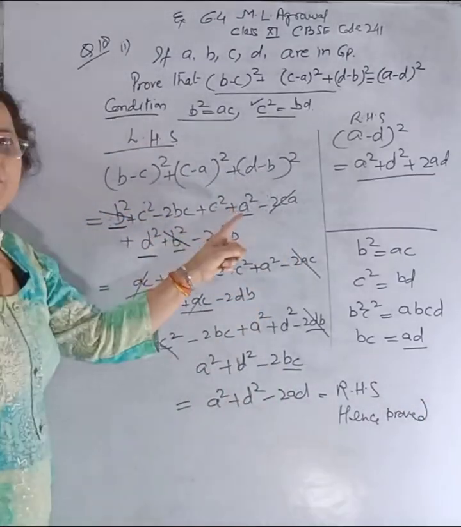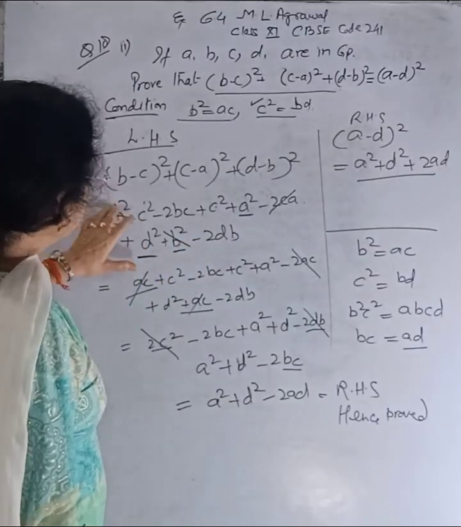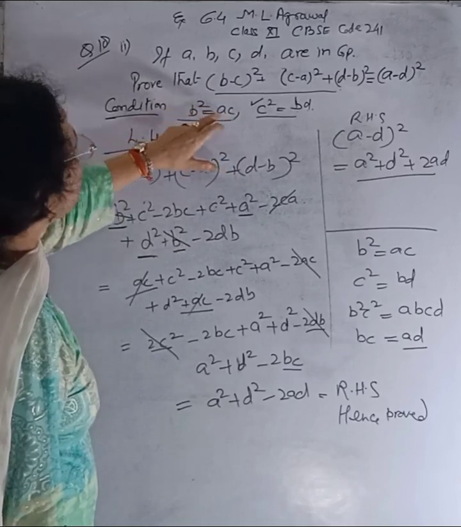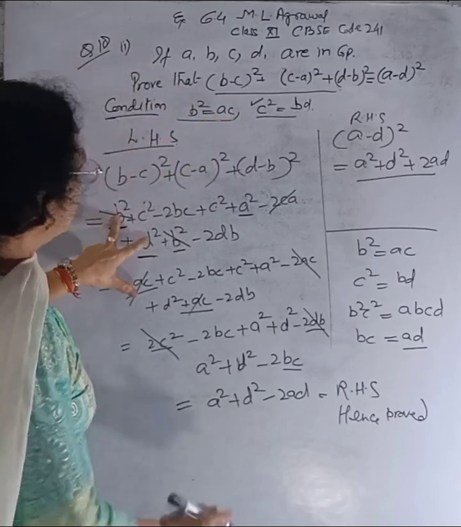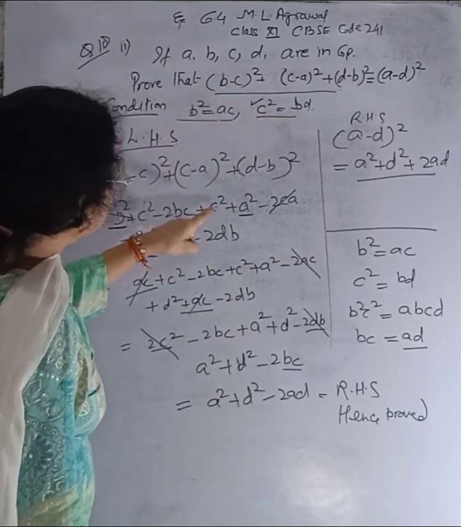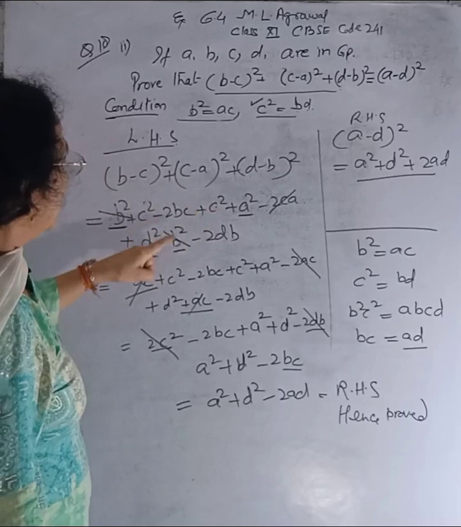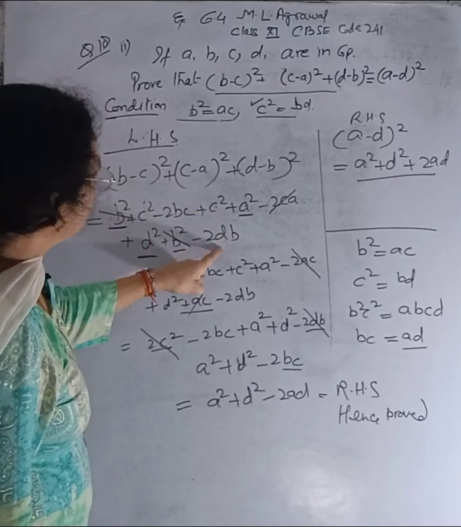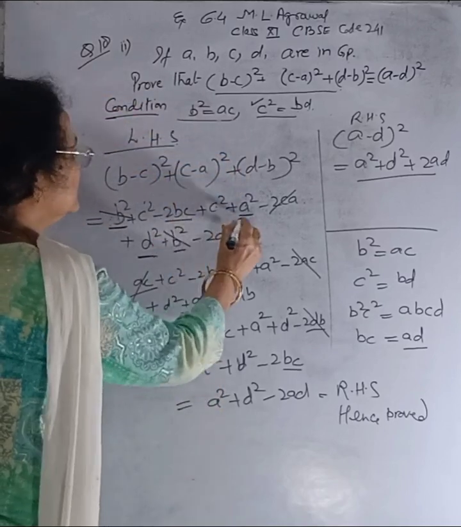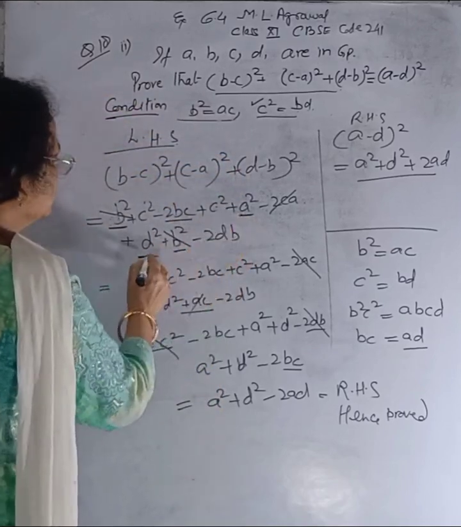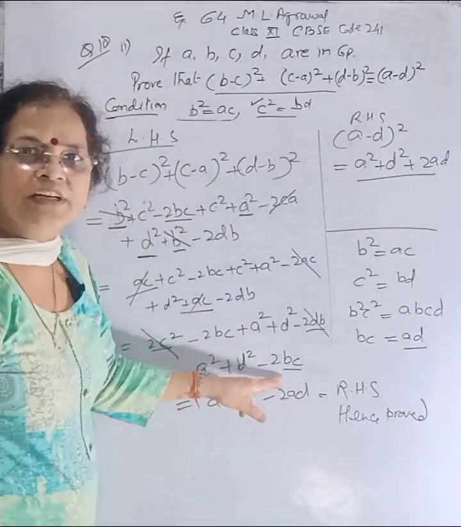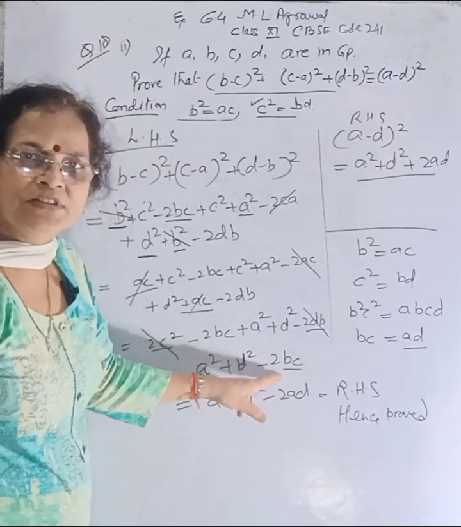Special attention is to be paid over here. This B square and this B square: B square is equal to AC, it means 2B square is equal to 2AC, and the 2AC gets cancelled. Similarly, C square is equal to BD, it means C square plus C square, 2C square, is 2BD. This 2BD gets cancelled. We are simply left with these three terms: A square plus D square minus 2BC. Only these three terms will remain in the left hand side.